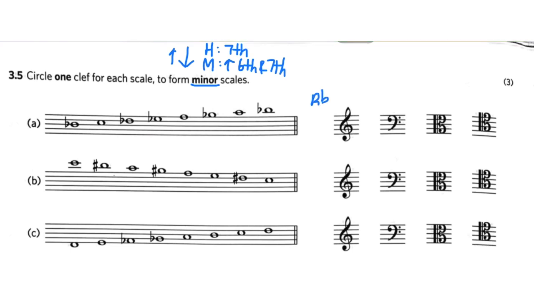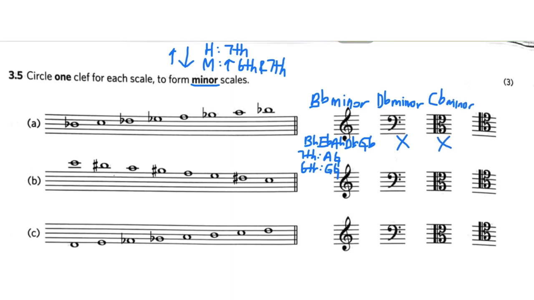In treble clef, it will be a B flat minor, and the key signatures are B flat, E flat, A flat, D flat, and G flat. Since it's ascending, we'll also write down the 7th note, which will be A natural, and the 6th note will be a G natural. For bass clef, it will become a D flat minor, which we know for sure is wrong because it doesn't exist. Whereas for the alto clef, it will become a C flat minor, which is also wrong, it doesn't exist. As for tenor clef, it will become an A flat minor, which also doesn't exist. So the answer will be treble clef, it will form a B flat harmonic minor.